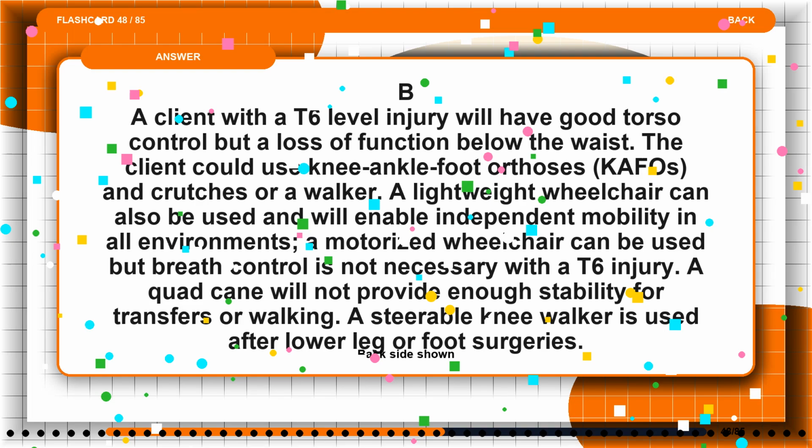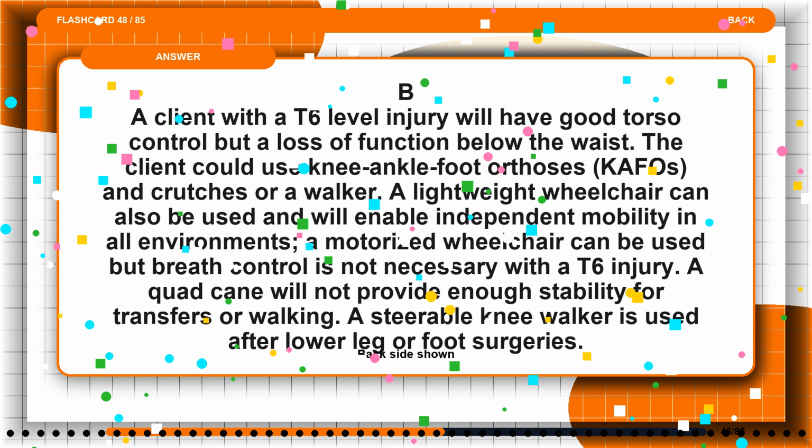The answer is B. A client with a T6 level injury will have good torso control, but a loss of function below the waist. The client could use knee-ankle foot orthoses, KAFOs, and crutches or a walker. A lightweight wheelchair can also be used and will enable independent mobility in all environments.